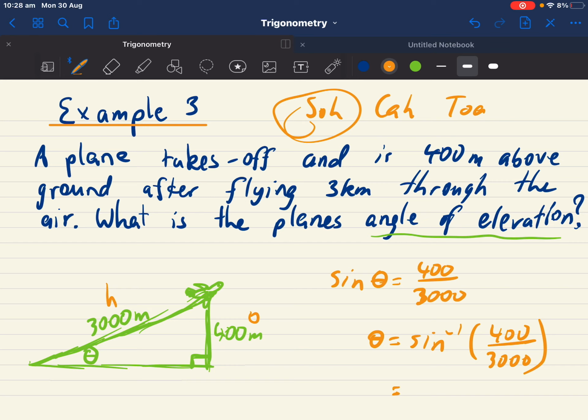We haven't been told what to round to, so I'm going to round to the nearest degree. So typing that in, pressing equals, 8 degrees. That plane was taking off with an angle of elevation of approximately 8 degrees. For those that want a bit more accurate, it was closer to 7.5, but whatever. Third example, make sure you got that in your books.